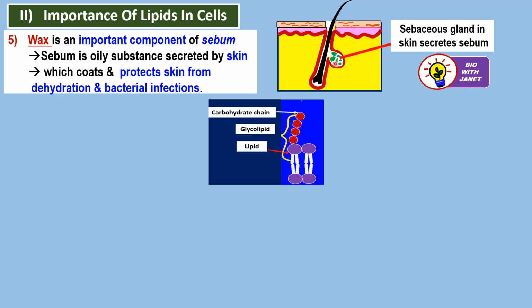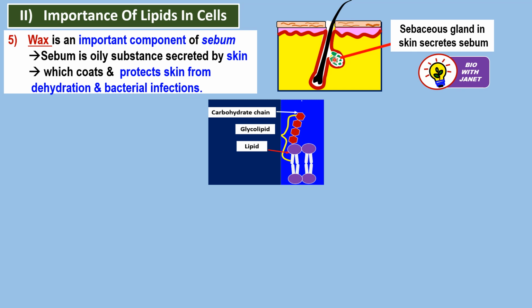As seen in the picture here, this is the structure of the skin, and here we have the gland just beside each hair. There's a gland called the sebaceous gland or oil gland in the body. So these sebaceous glands secrete the sebum, which is the oily substance, that can help to coat the skin and protect the skin from dehydration. Alright, so the sebum contains wax in it also.